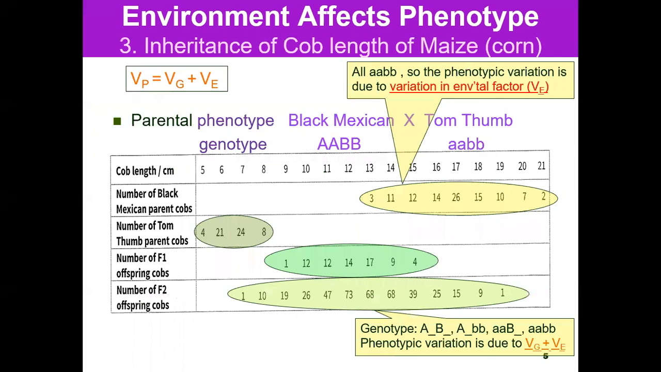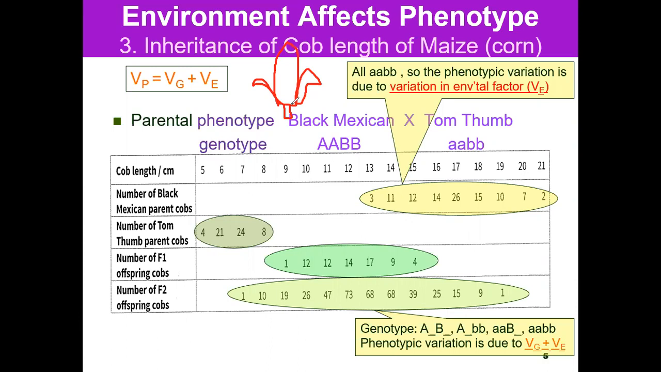Next example is inheritance of cob length in maize. Do you know what a cob length is? You know the corn that you eat, the whole piece of the corn that you eat, this whole piece here. This is the leaf. It looks like a banana. You know the whole piece of corn that you eat is called a cob.